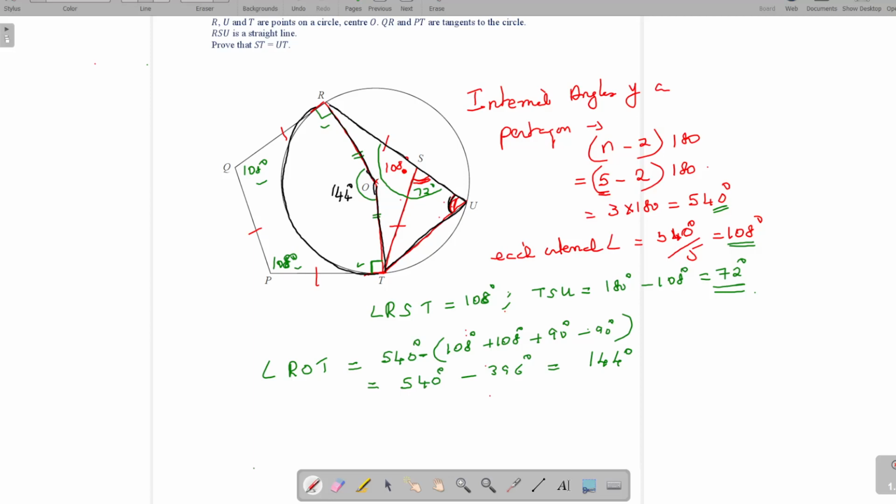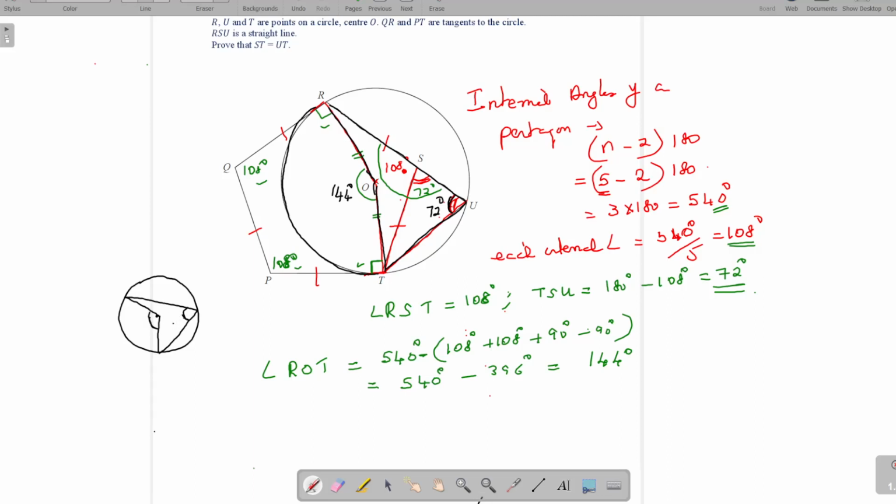That means this is 72. This looks like this. Just draw that. This is center. Then we have this angle here. So you could see that is 72. This is 144. Right? Look at that picture.